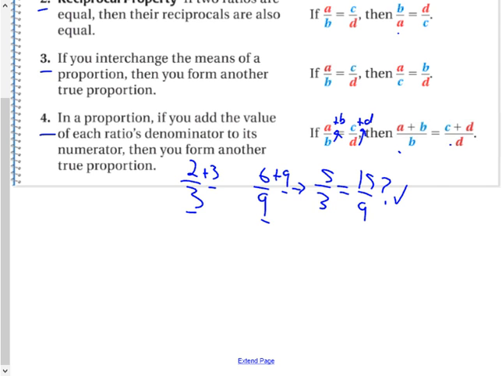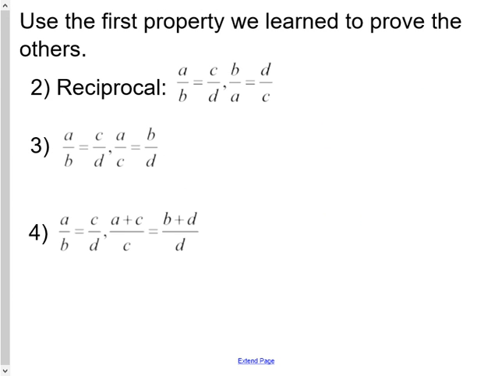Okay, so we're going to be proving those. Use the first property to prove the others. So for the reciprocal, we're going to flip them. And again, the process is cross multiply. So I get AD equals BC. Now, this is my given, for example, and this is my proof. I want B on top.